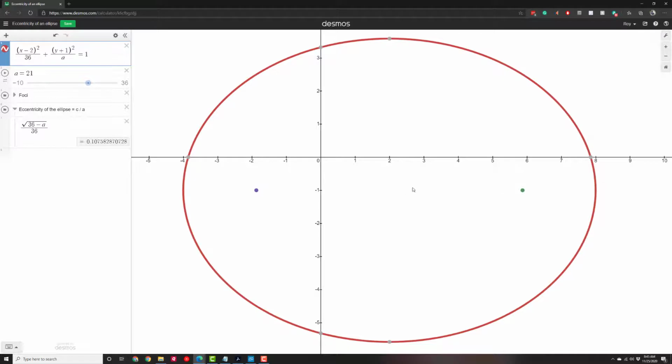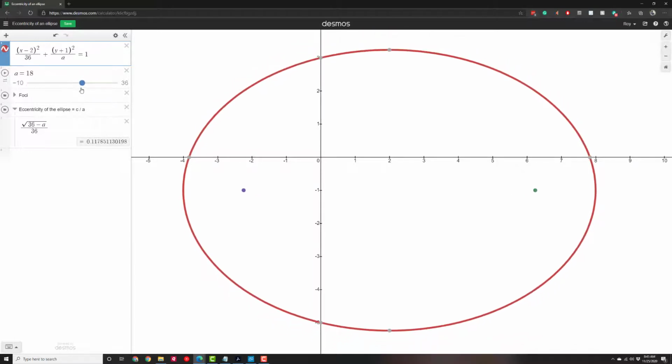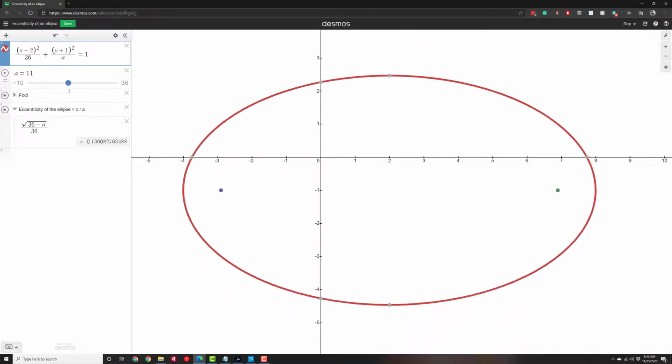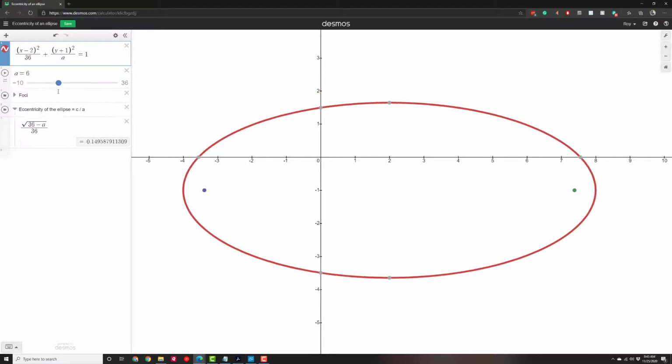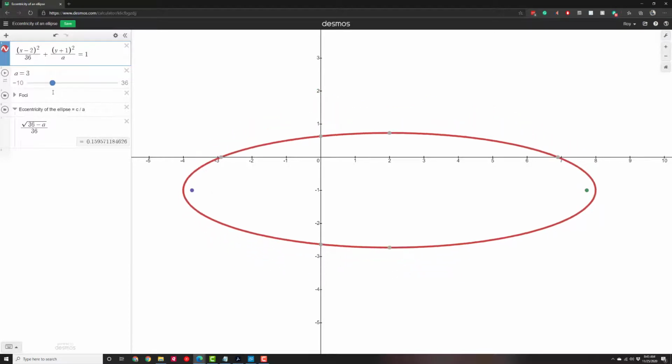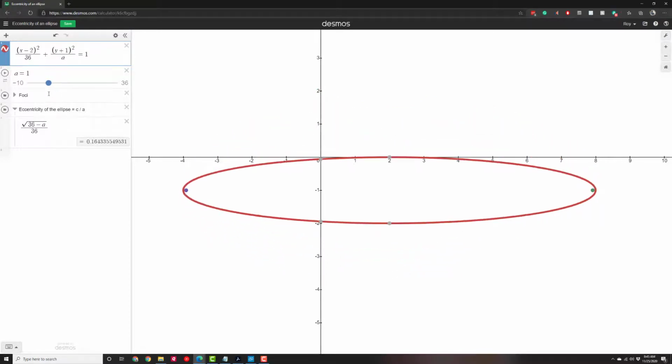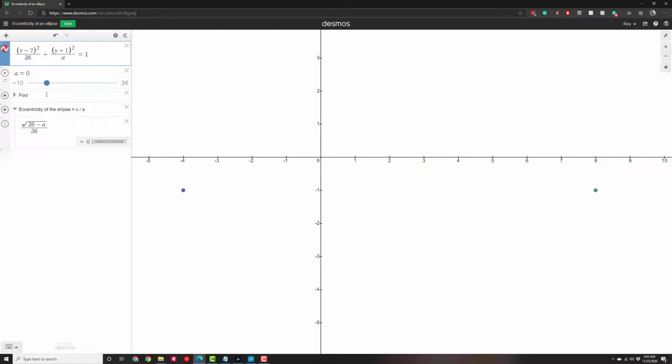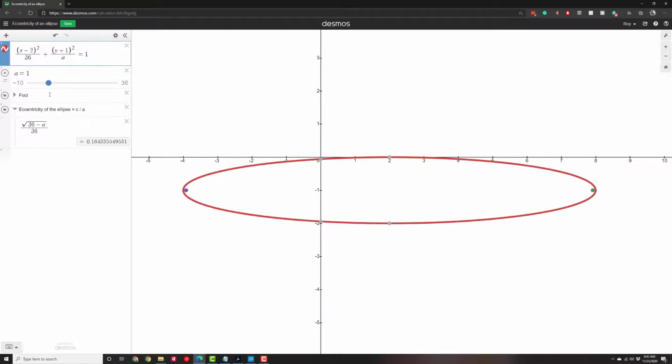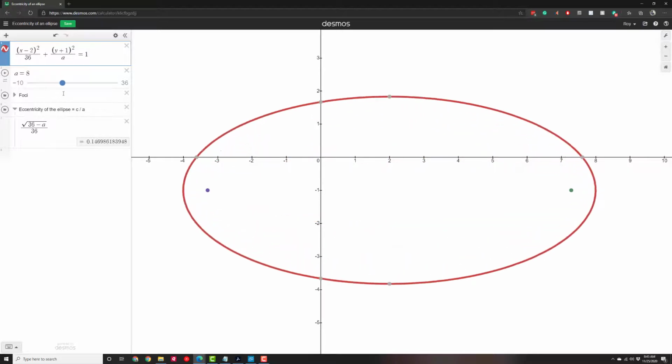Okay, and so if we start getting that ratio to be close to 1, in other words, those distances get closer and closer to one another, the ellipse becomes more and more oblong. It becomes flatter and flatter, or as we would say, more eccentric. So this is a highly eccentric ellipse.